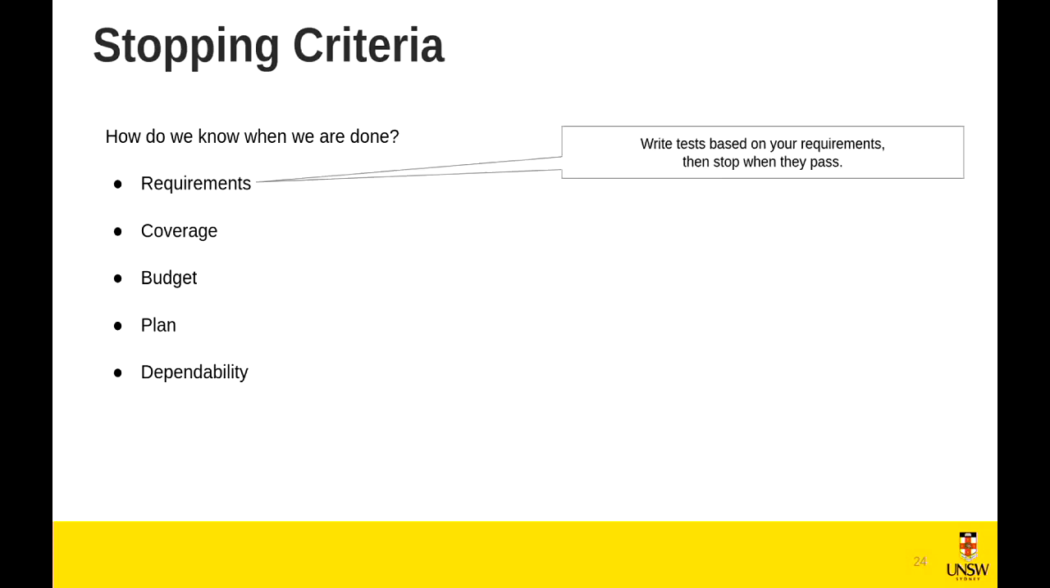So first we can use requirements. What we can do is write functional test cases according to the requirements, and then stop testing when all the tests we have written have passed. But this is not ideal because we have learned in previous lectures that we need to think about the actual implementation of the code if we have access to the code, of course.